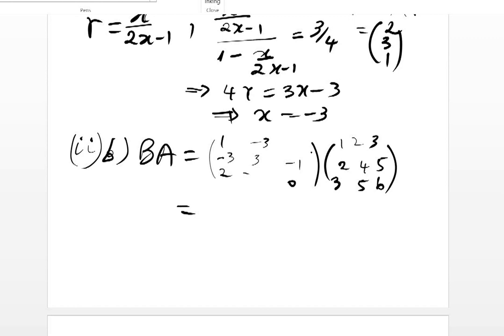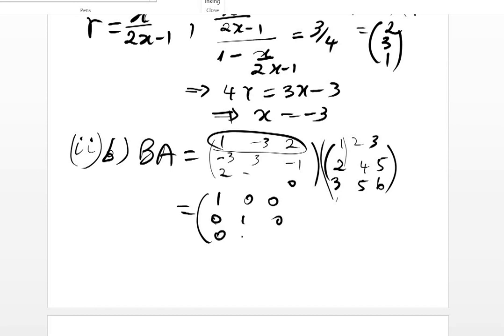Okay, let's multiply. Take the row, multiply by the column. Sorry, there's a 2 here. So 1 times 1 here is 1. Negative 3 times 2 is negative 6, plus 2 times 3 is 6. So 1 minus 6 plus 6 is 1. So we have 1 here. Likewise, you multiply, follow the same procedure. You have 0 1 0 here, 0 0 1.